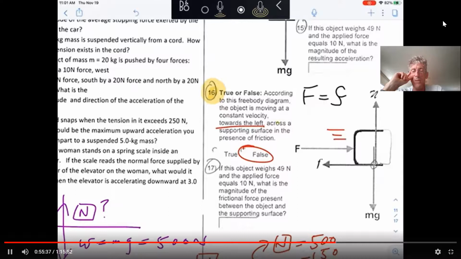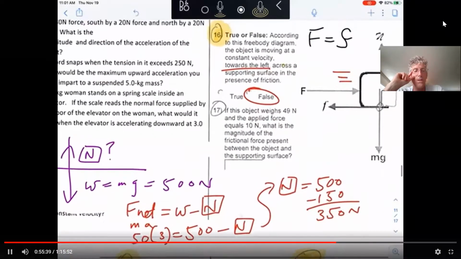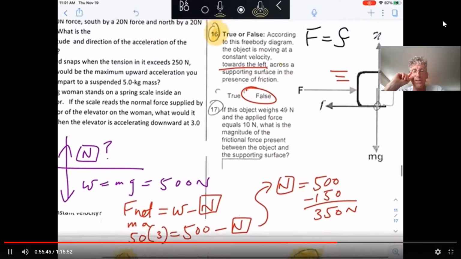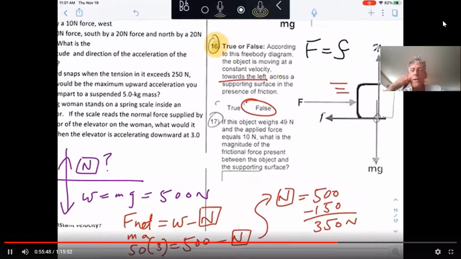What's the big lag about? Okay, the next one, move it. Move it to the screen. What am I doing? I'm talking.